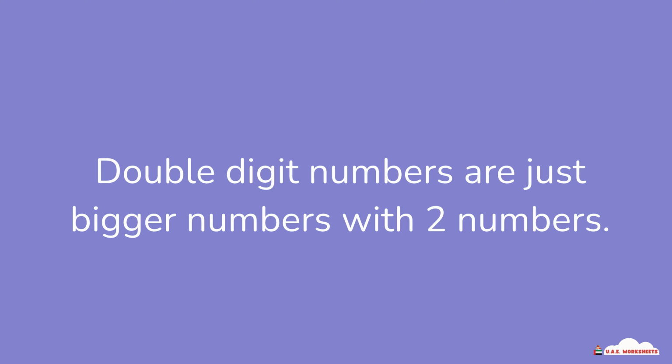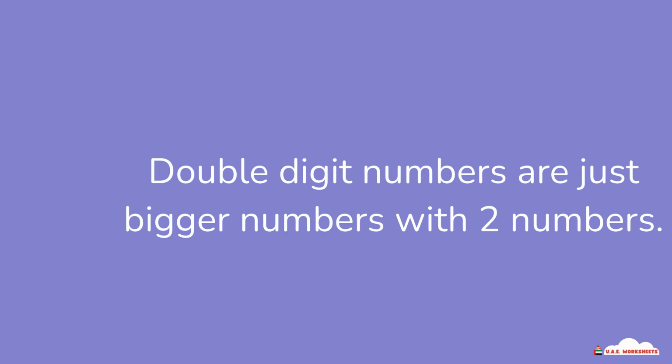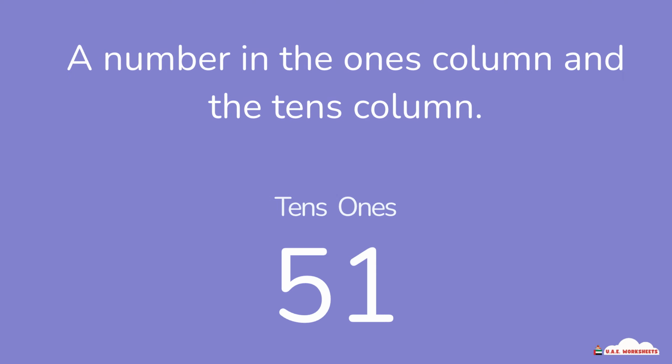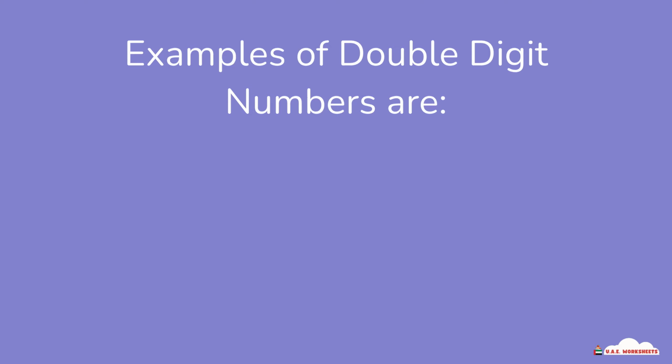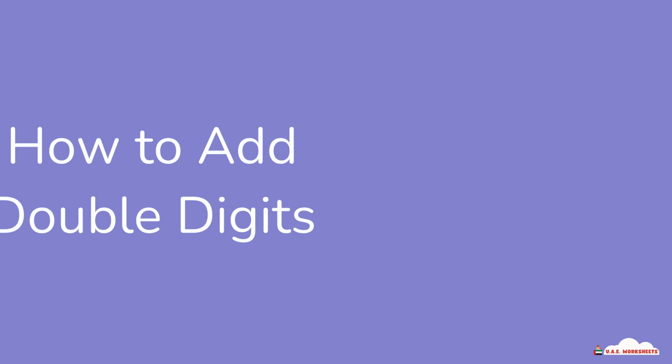Double-digit numbers are just bigger numbers with 2 numbers. A number in the ones column and the tens column. Examples of double-digit numbers are 12, 35, 49, and 78. Notice how each number has 2 numbers?